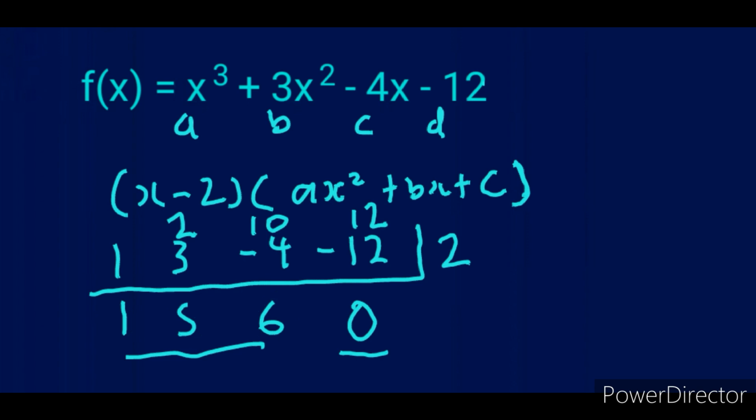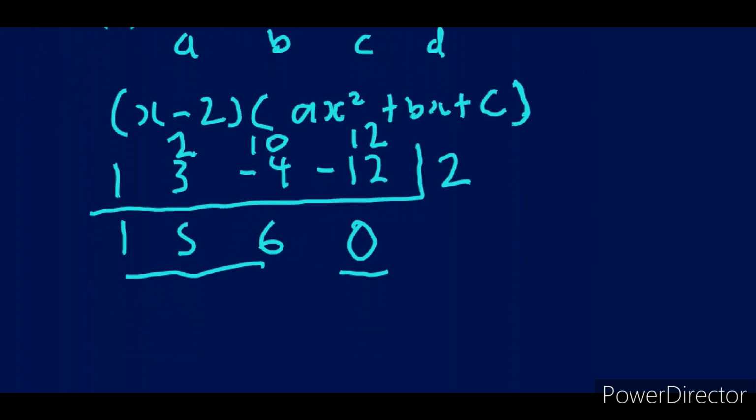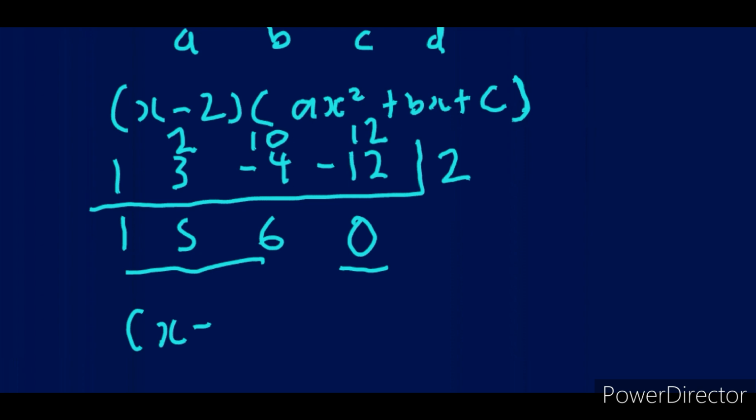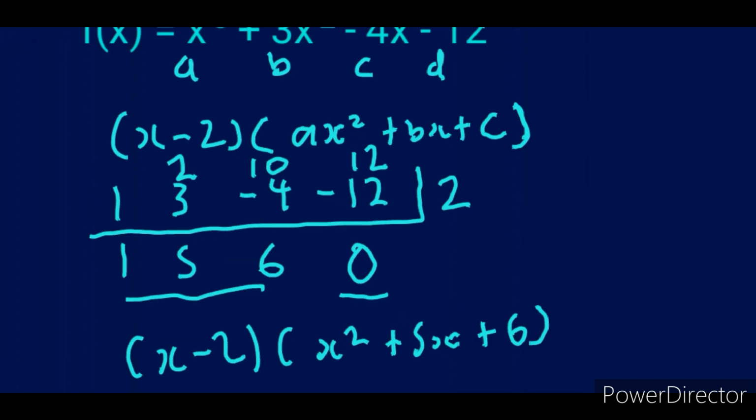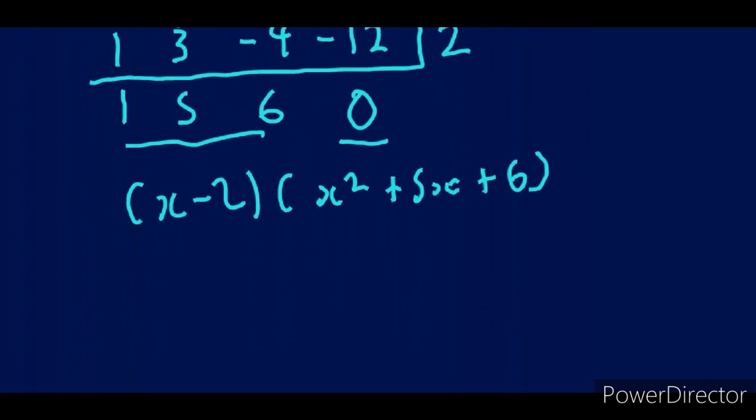So let's substitute it. Now we have x minus 2. And then here, our A is 1, so it's just going to be x squared. Our B is 5, so it's going to be 5x. And our C is 6, so it's just 6. So there we have it. We have found the parabolic part of it, or the quadratic part of it.